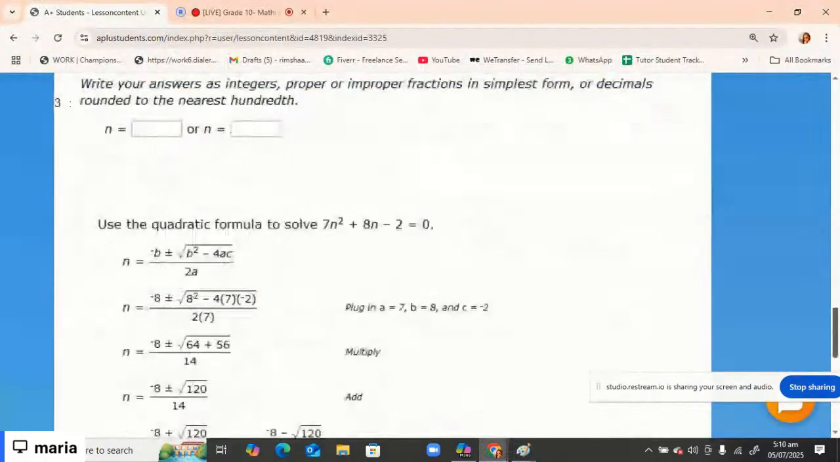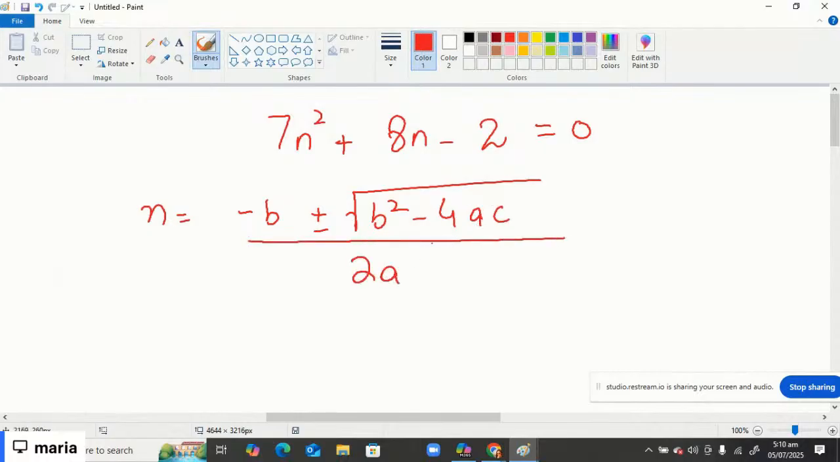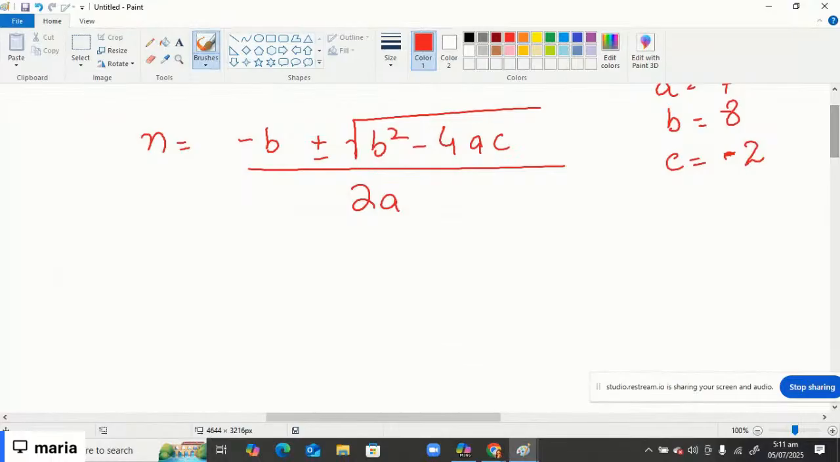Here is the n value, so we are just working with n. Okay, so n is equal to minus b plus minus the square root of b square minus 4ac, over 2a. First of all, tell me what is a here. So our a is 7, the first value. What is b here? The n value, that is 8. And what is c? That is negative 2. Now you also put the sign with it. These are positive signs, so we are not putting any sign. But here is negative 2, so we put the negative sign with it.